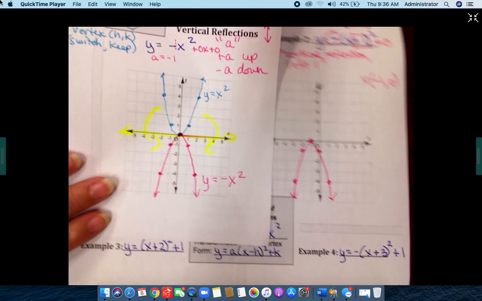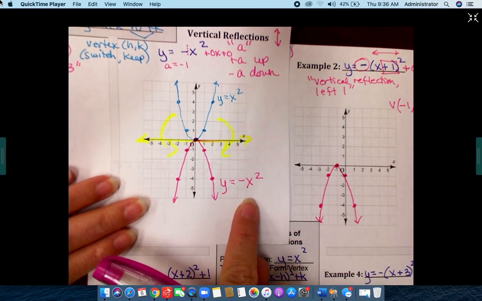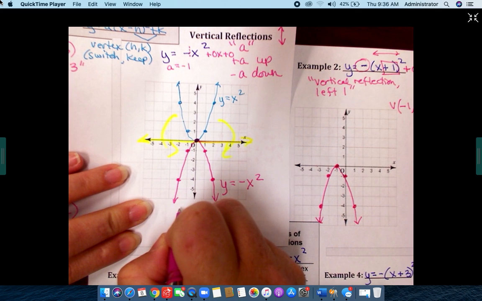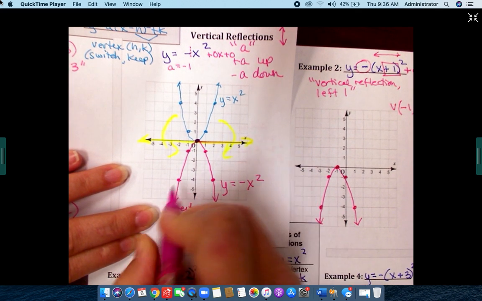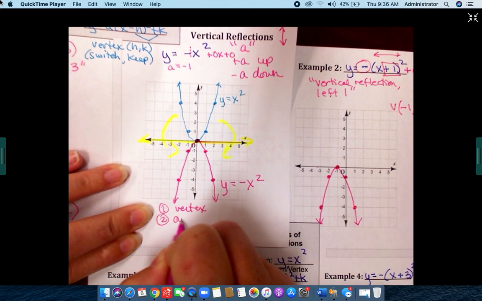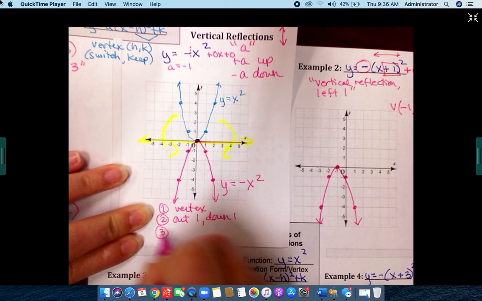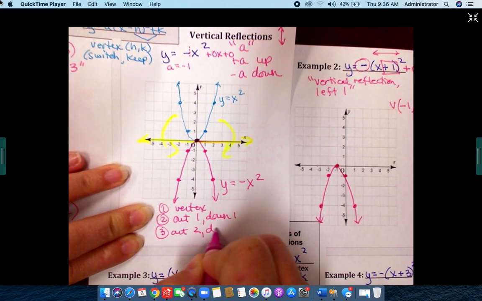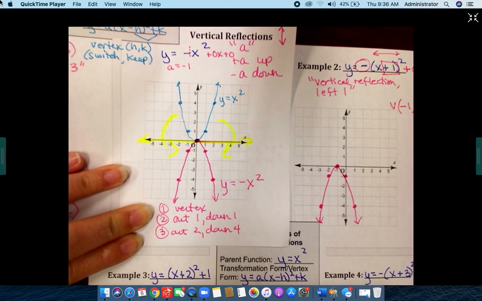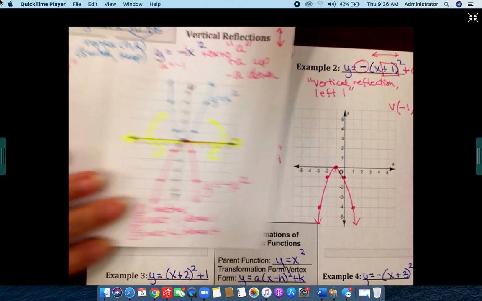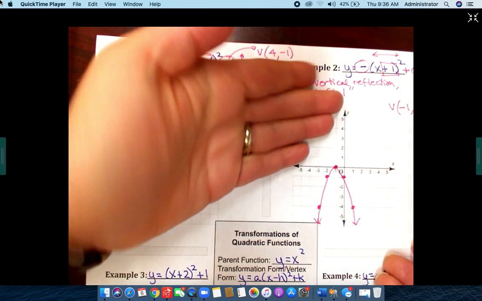So maybe for this negative on the front page for y equals negative x squared, we could do the same thing. We plot our vertex, and then we go out 1, down 1, rather than up. Then out 2, down 4, rather than up 4. So that's what a negative is going to do. It's just going to take that parabola and flip it down, flip it over our x-axis, okay?